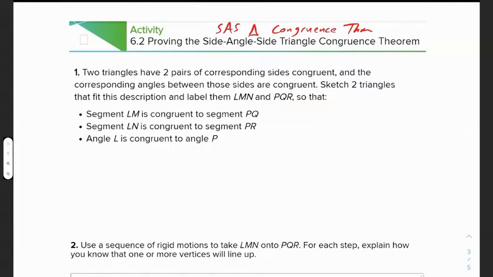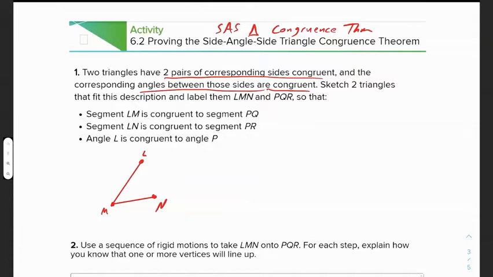Okay, so let's see here. Two pairs of corresponding sides. Okay, so I'll call that LM. And so we need two pairs of corresponding sides to be congruent, and the corresponding angles between those two sides are congruent. Okay, I understand what they mean here. So they're saying LM is congruent to PQ, and then LMN. So here's, all right, here's N.